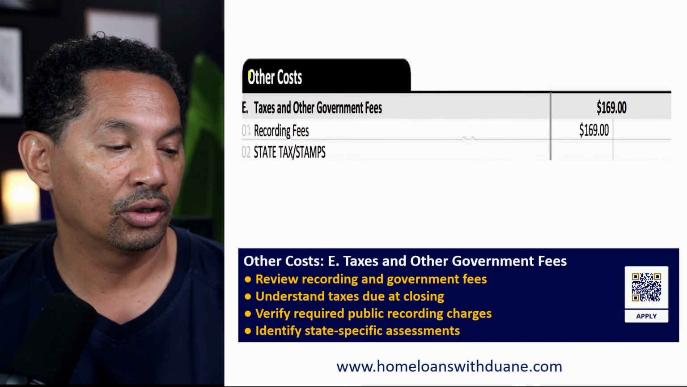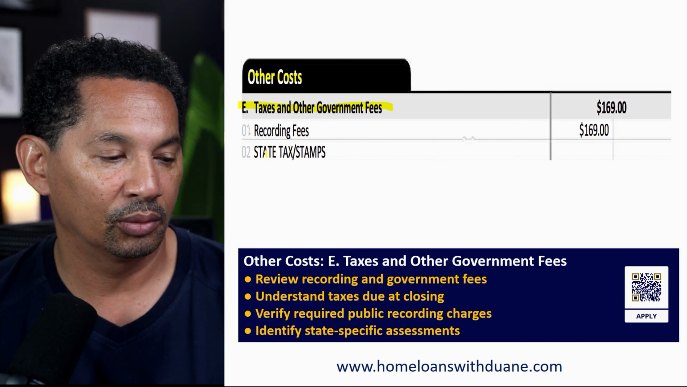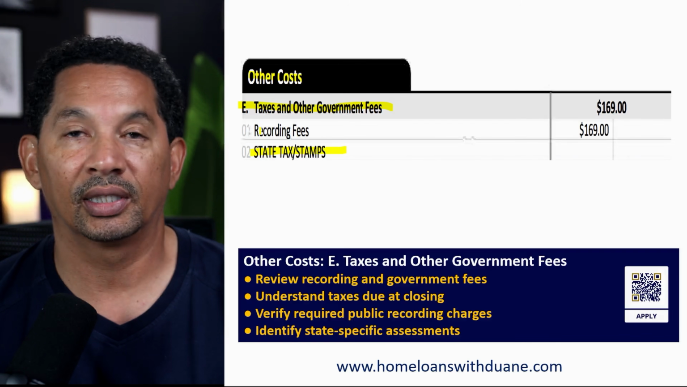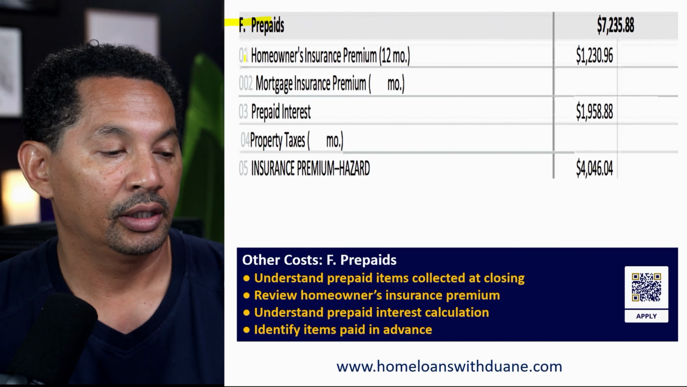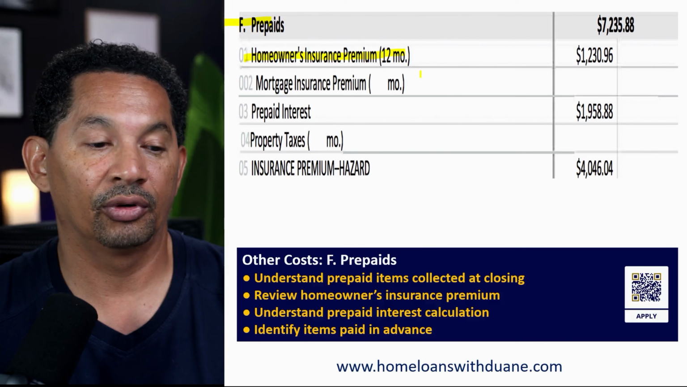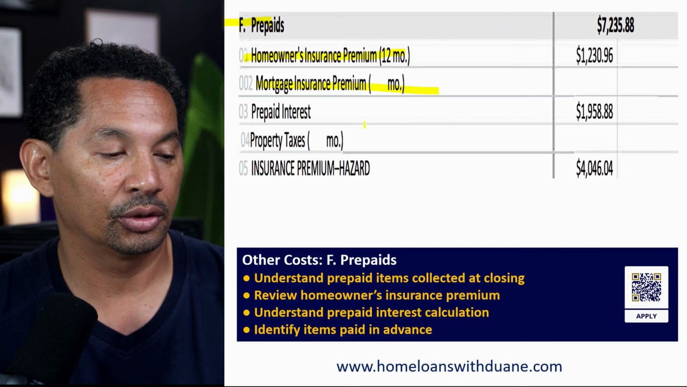Okay, now on the other costs, Section E, these are taxes and government fees. If there were a transfer tax, it would be on this section, and this is just a record with the county. Section F, prepaids here. So here you have to prepay 12 months of your homeowner's insurance up front, whether you have an escrow account or not. Then there's no mortgage insurance on this loan.